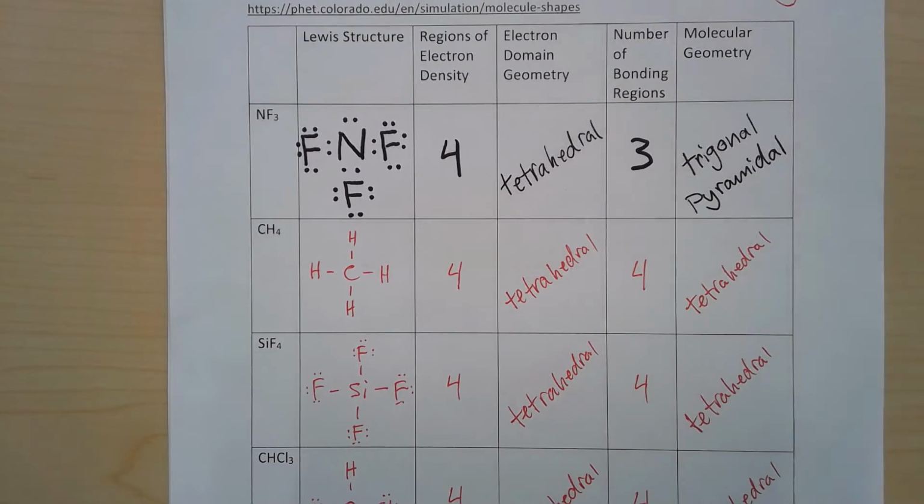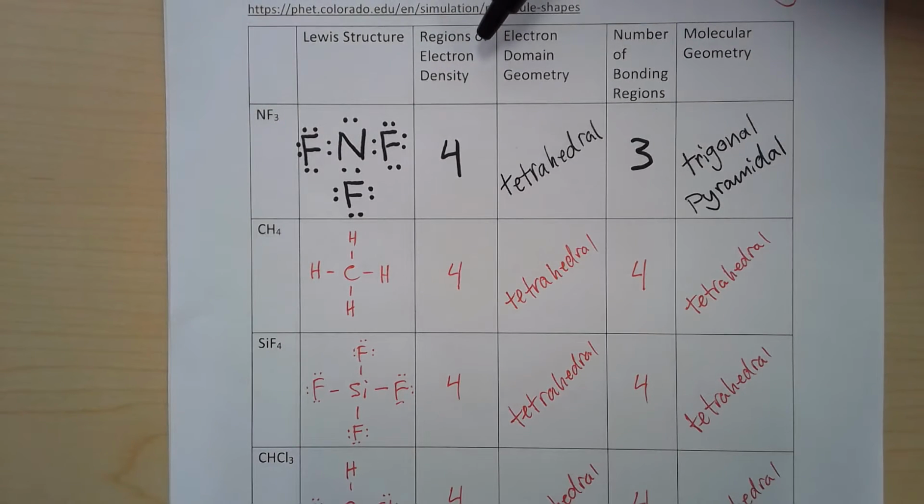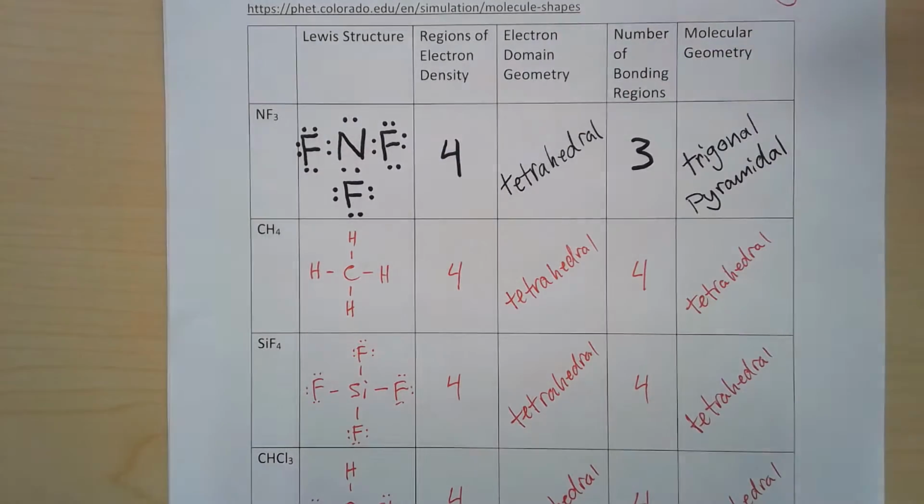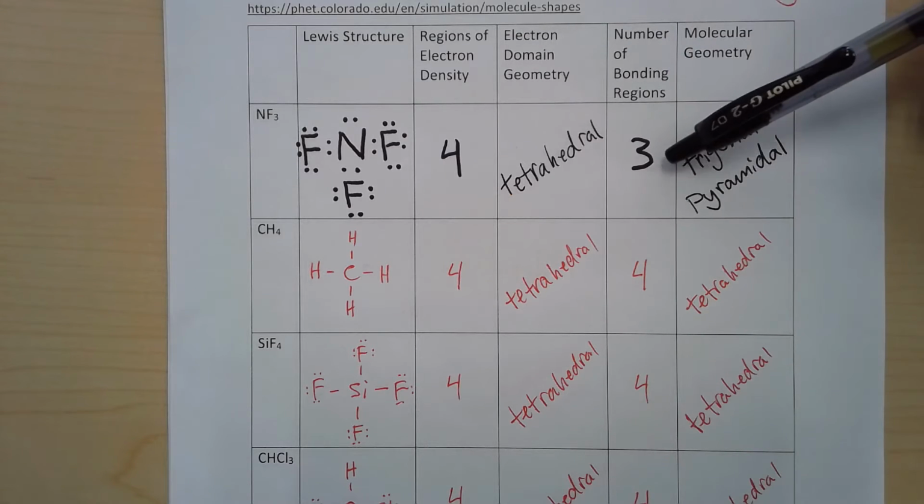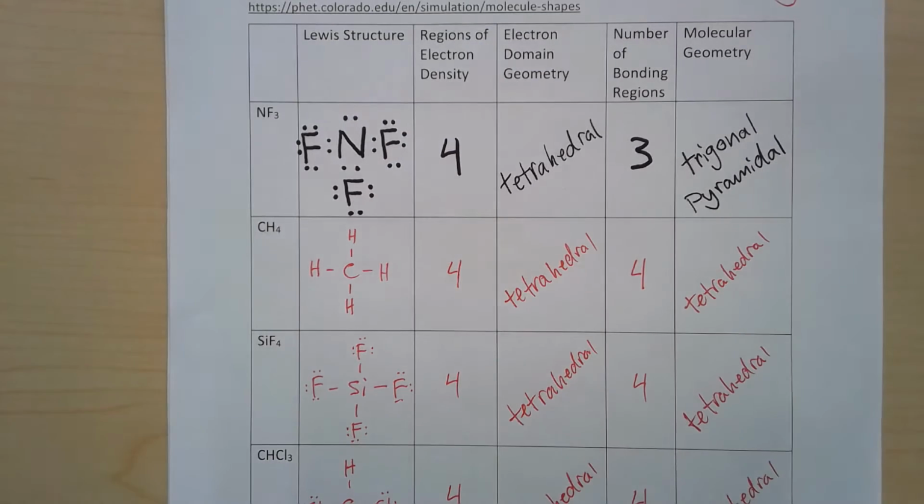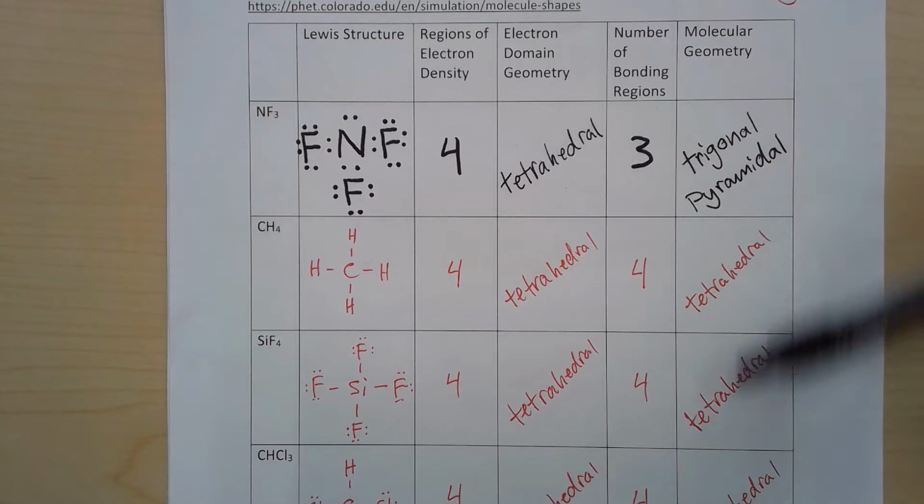Okay, so what you need to do is draw the Lewis structure for each of these molecules, determine the number of regions of electron density, so how many sides of the central atom are taken up by electrons. That'll give you the name of the electron domain geometry, and then determine the number of bonding regions, so how many sides are used to make bonds, and that will give you the molecular geometry. Okay, these two things here are given to you in the simulation itself down in the bottom left corner. So let's go through this.